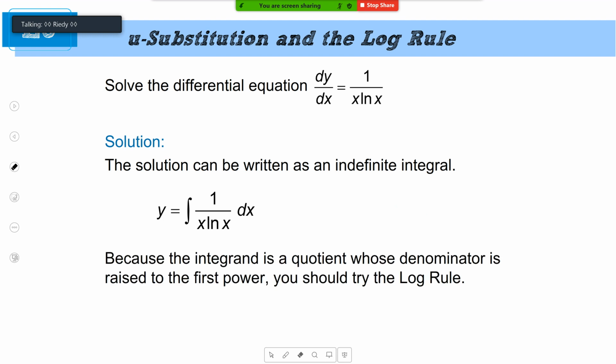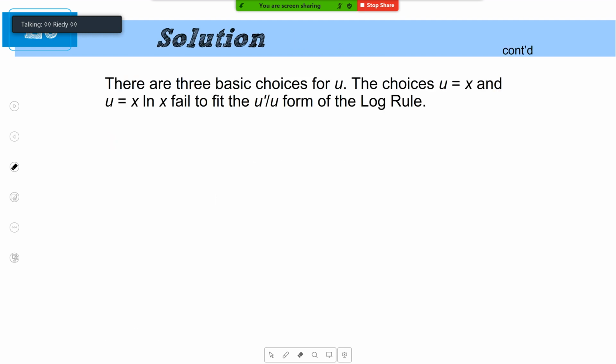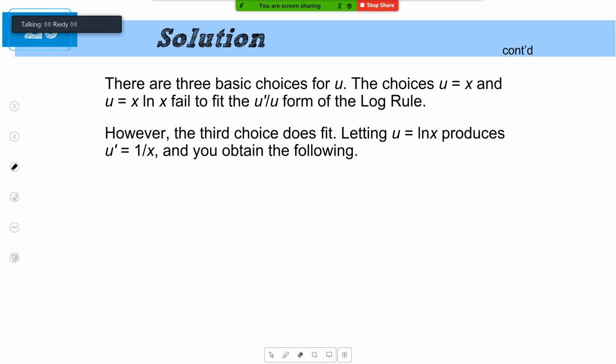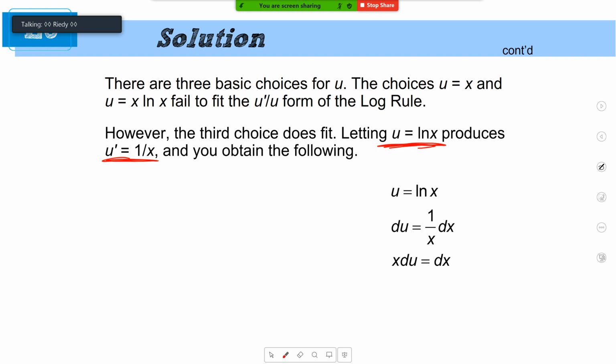Okay, so to do that, I'm going to choose u to be the natural log of x. Therefore, u prime is 1 over x, and we do a bunch of work there to simplify. So u is the natural log of x, du is 1 over x, move the x to the other side, and hopefully you start to see what happens.